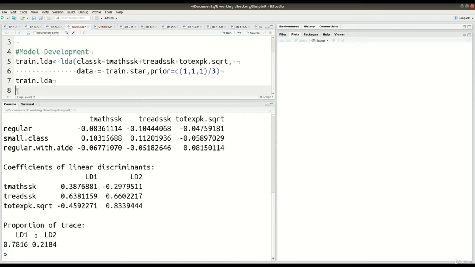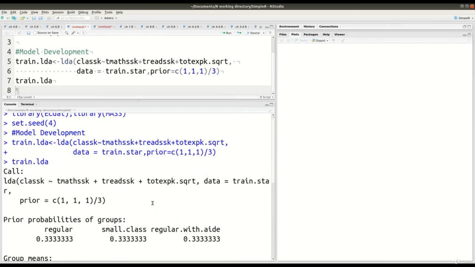And then the last part here is the proportion of the trace. This is similar to principal component analysis in that it tells you how much proportion of the variance each function explains. You can see the first function explains 78% or 0.78, and the second function explains 21%, or about 22%, of the variance here. So this is the printout. It's very simple. What we've got to do now is see how this works out when we do this for testing purposes, which we haven't done yet, but we will do in the next video.